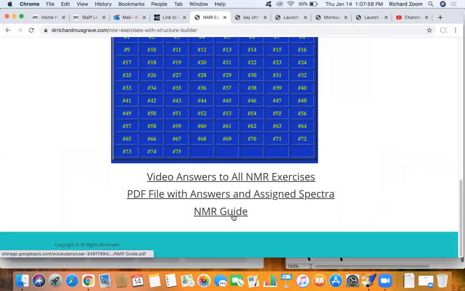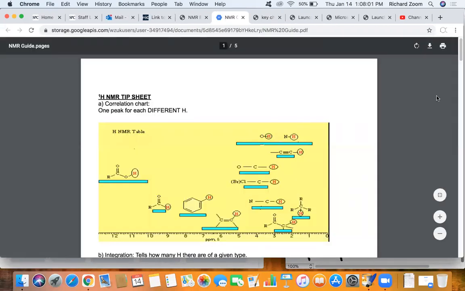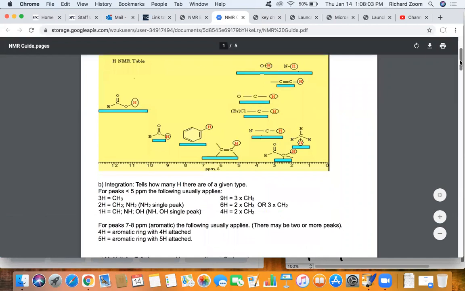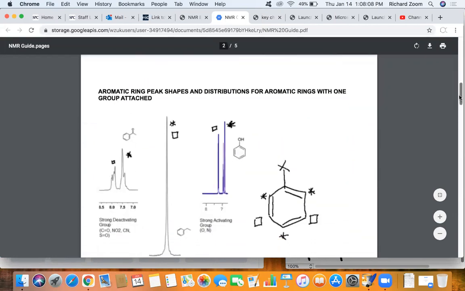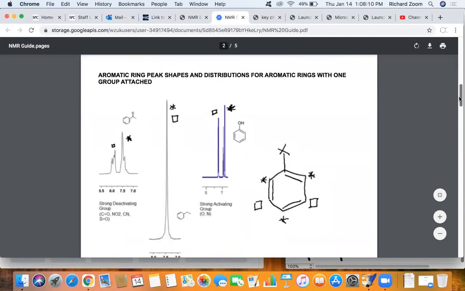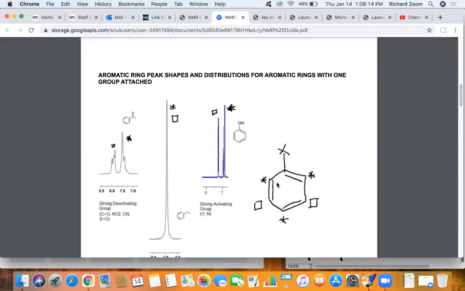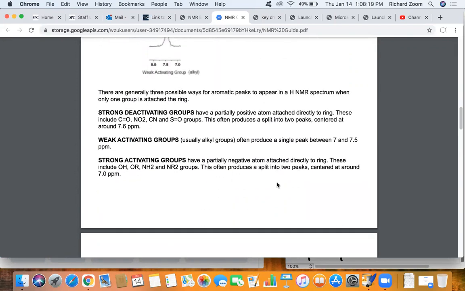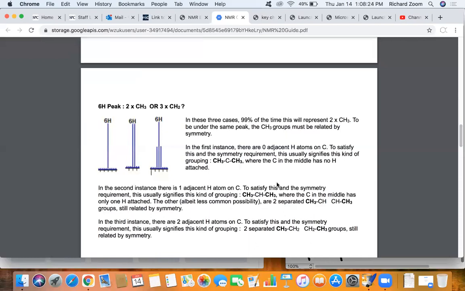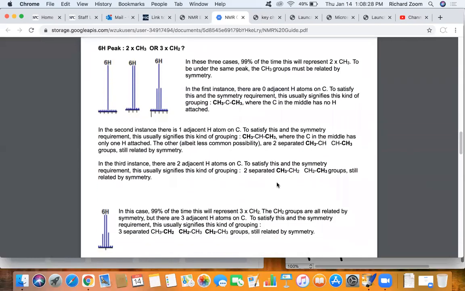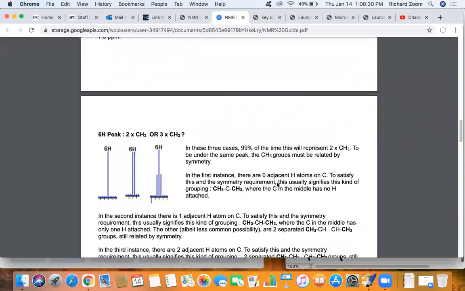And I've also got this NMR guide as well, which I've got in the folder on my courses too, which has the charts and also gives some information about how to figure out what's attached to an aromatic ring with regard to peak shapes and what to do if you've got a 6H peak, whether you've got 2 CH3s or 3 CH2s. So I think that's worth a read as well.